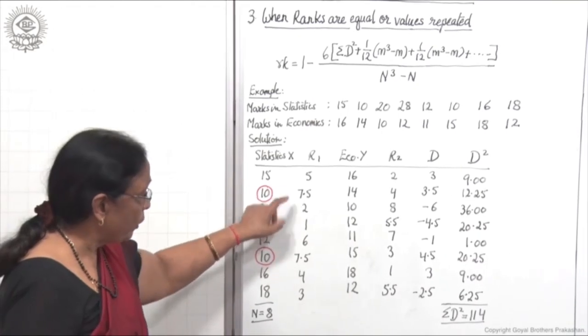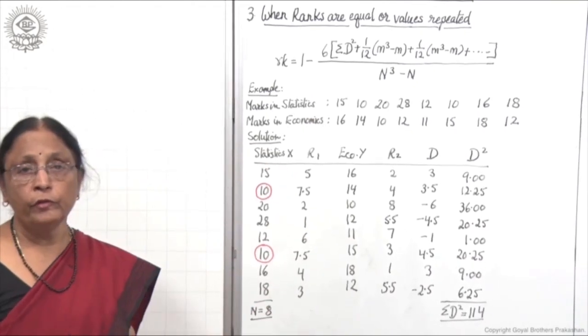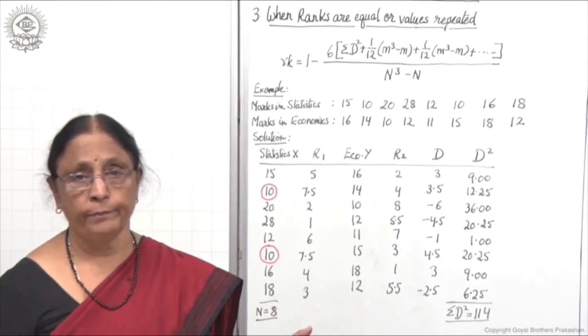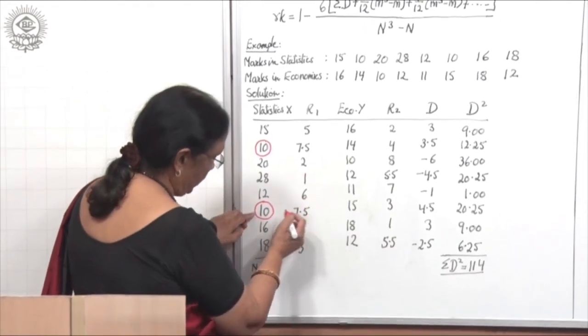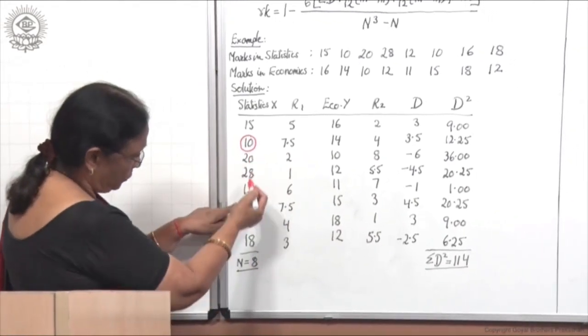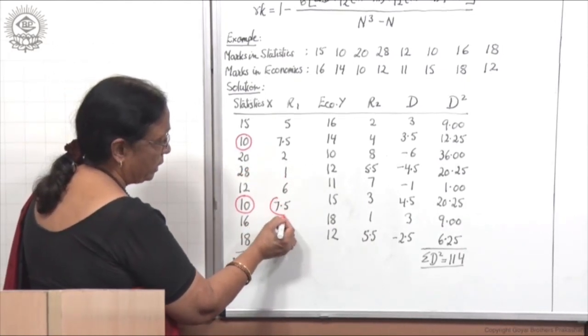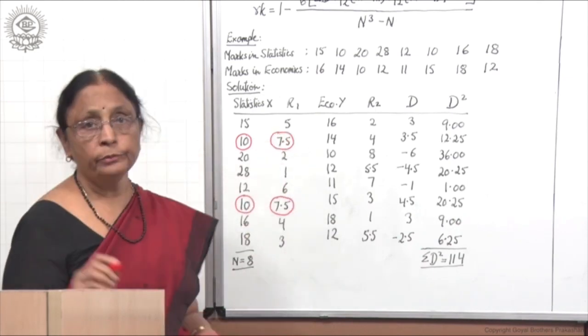We will skip 8 because the total rank has to be the total number of participants or total number of students in this case. So 7th is given to the lowest mark, that is 10, 7.5 and 7.5. This is the repeated rank. Okay.